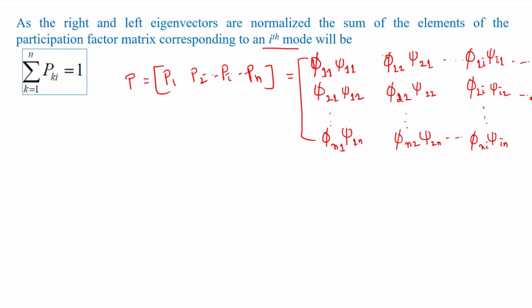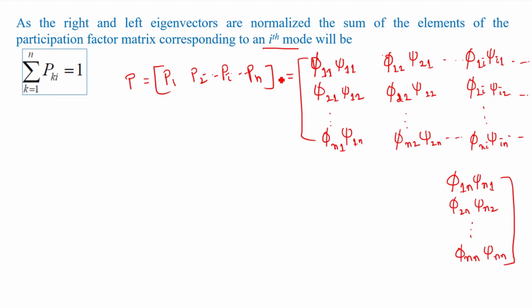Right. Then the nth element, the nth participation vector, will be phi of 1n, psi of n1, phi of 2n, psi of n2, dotted up to phi of nn, psi of nn, right? So this is your participation matrix.